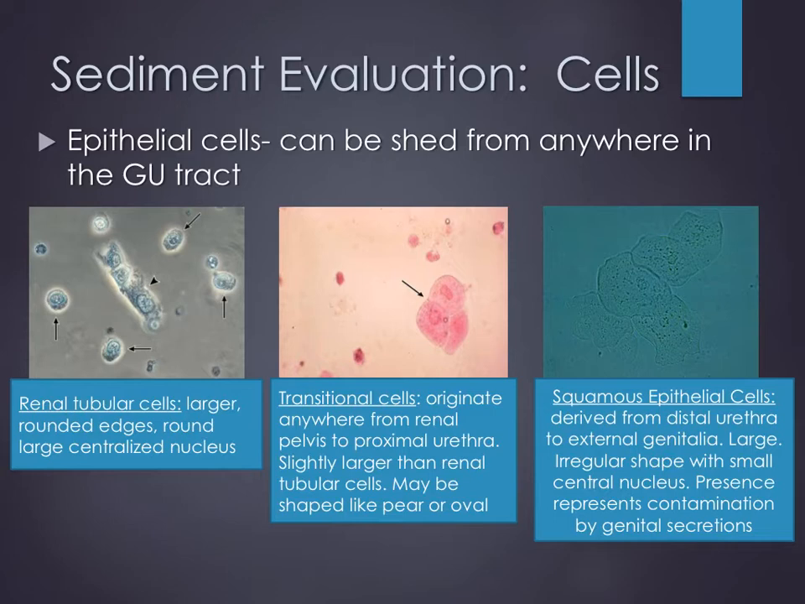The presence of these typically will tell you that you've got contamination with genital secretions. So if you're starting to see a lot of squamous epithelial cells in your sediment and you're running a urine culture, your specimen's probably contaminated. They probably did not clean themselves properly before they gave you a urine sample, and so you have to question some of the results that you're going to get at that point.